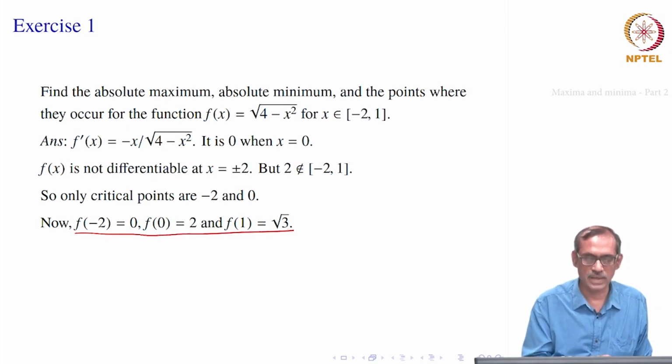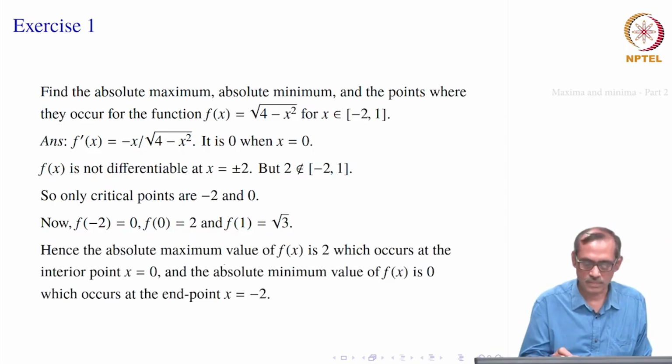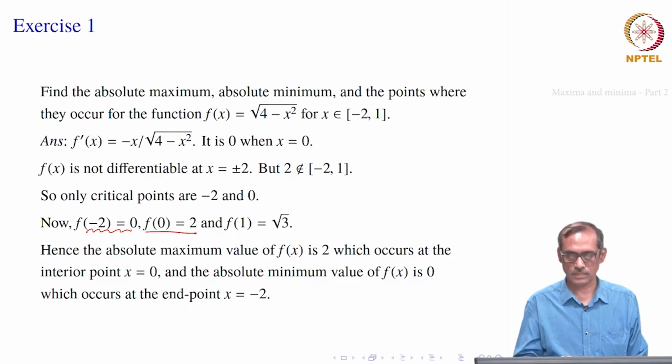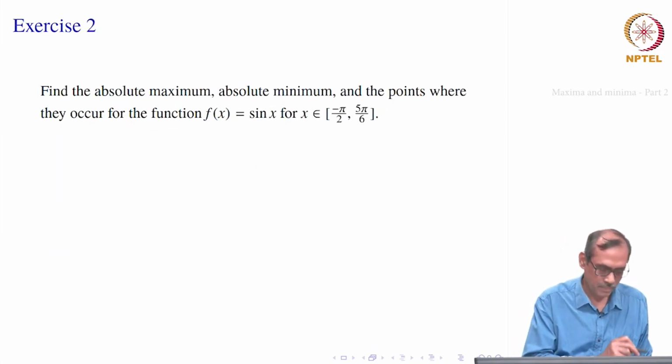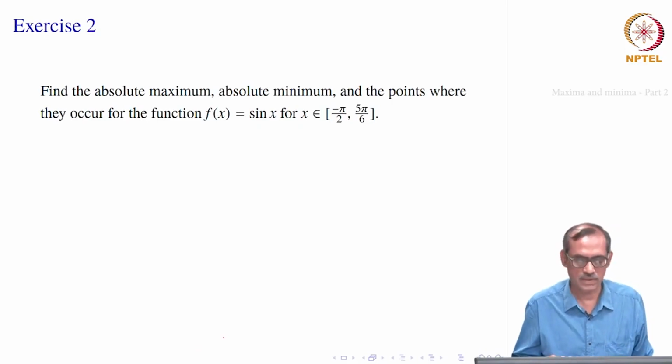We find that f of minus 2 is 0, f of 0 is 2 and f of 1 is root 3. So, it has a maximum value 2 at x equal to 0 and it has a minimum value 0 at x equal to minus 2. So, it is fairly straightforward. So, maybe one more exercise.